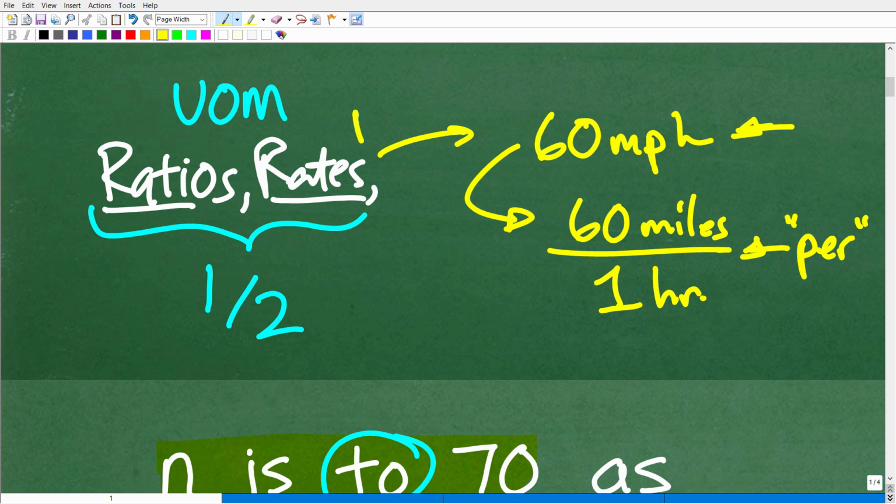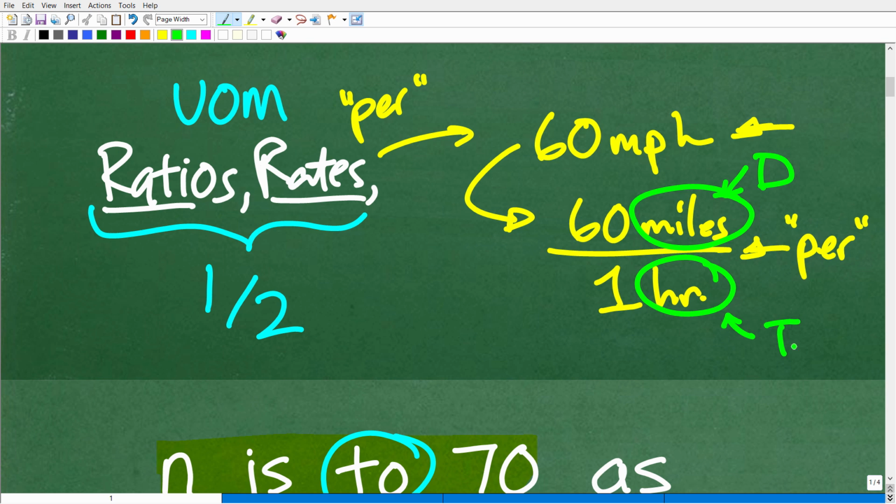So anytime you hear or you see the word "per," that's almost a perfect giveaway that you're dealing with a rate. Now, what distinguishes a rate and a ratio? I'll contrast this more in a second, but let's notice here that we have a fraction and we're comparing two different units of measure, namely distance with time. Distance has nothing to do with time. So when you're comparing two completely different units of measure, like time and distance, for example, that is a rate.